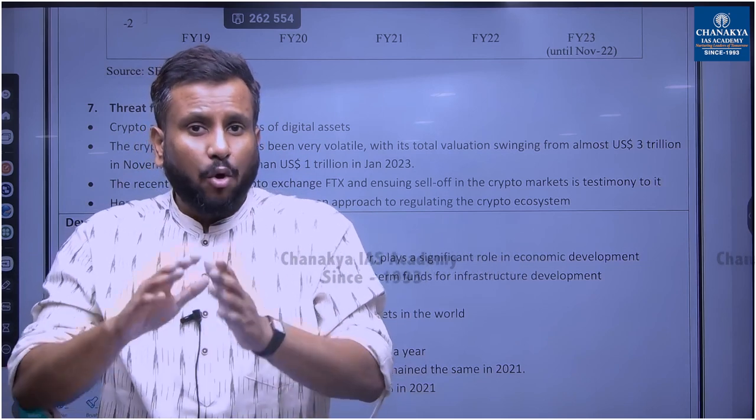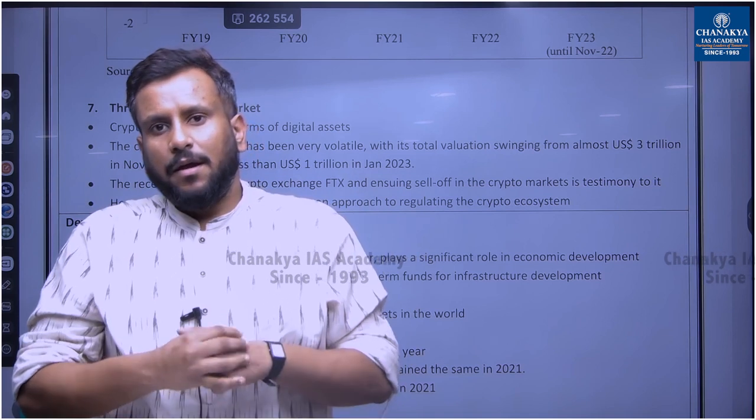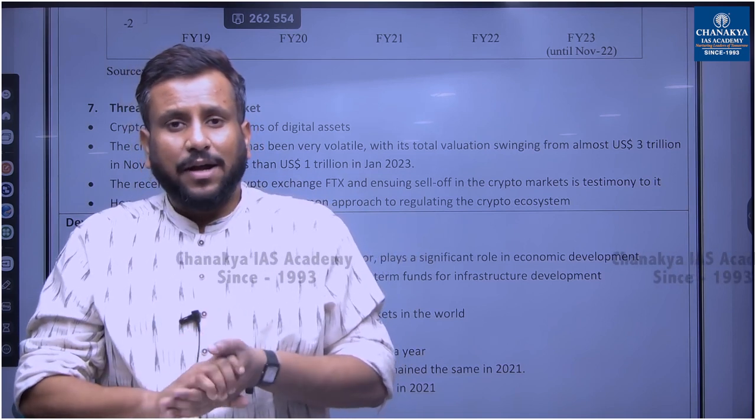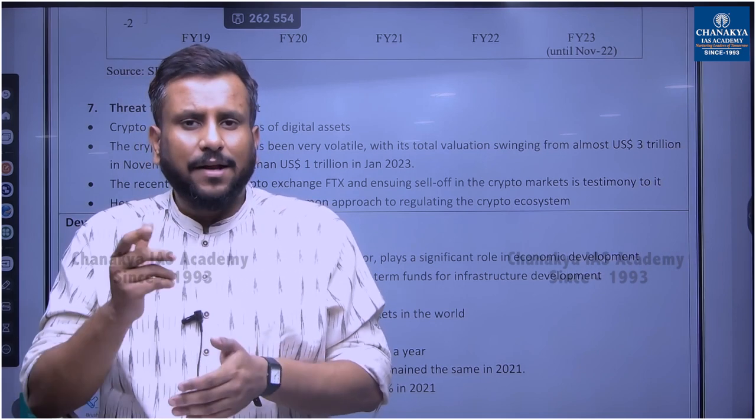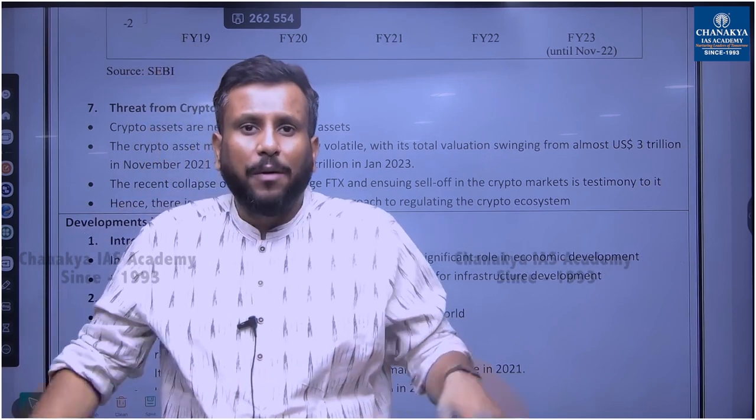It will affect the overall financial stability of the country. And to control or to regulate cryptocurrency, it cannot be done by a single country. You need to have a global collaboration.